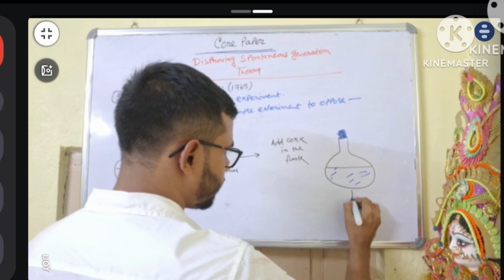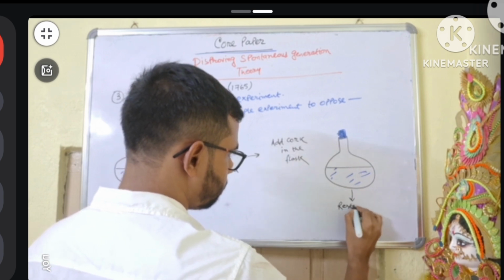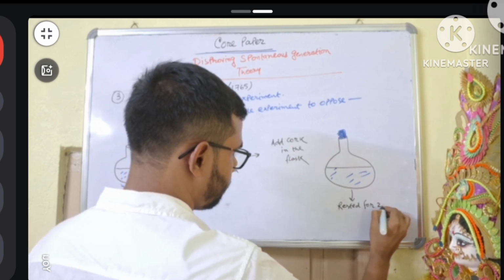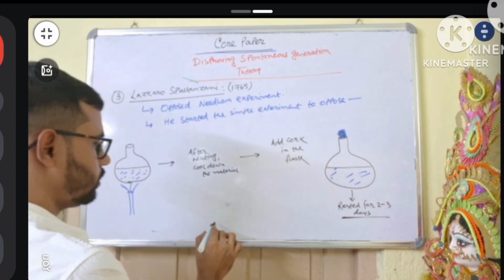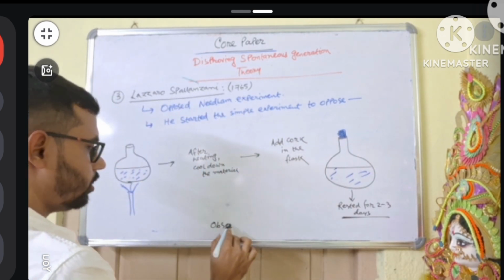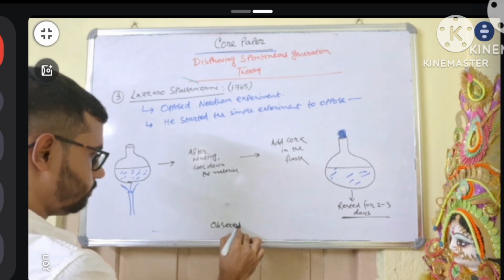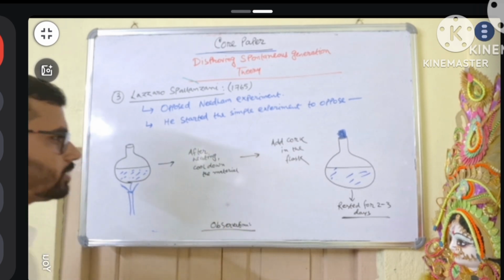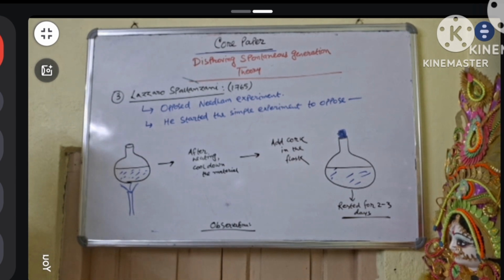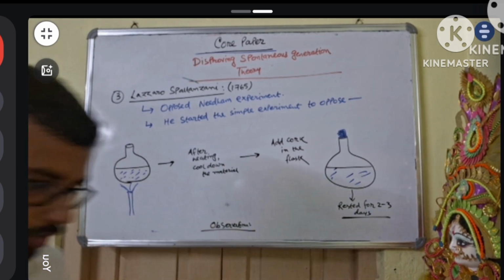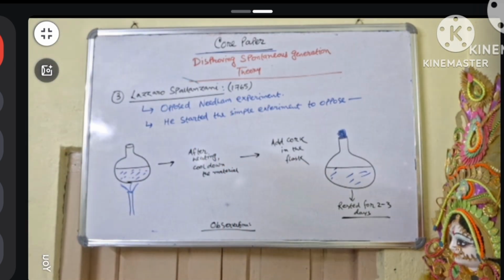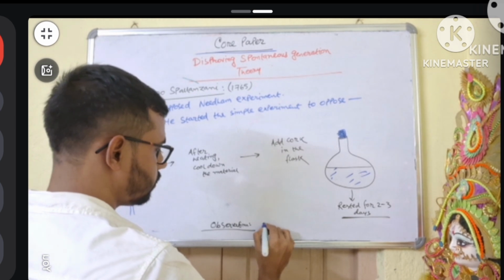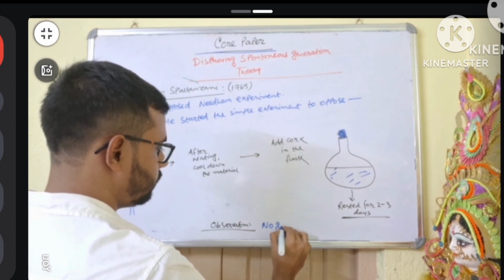What will be your expectation? What will be the observation? Can or cannot? That means the broth will be clear or turbid. Turbid means growth of microbes. Clear means no growth. No sign of growth means clear. So the observation is no growth and the broth is clear.